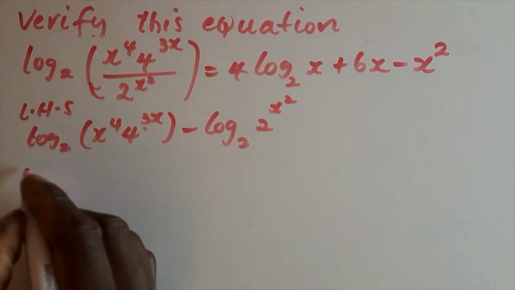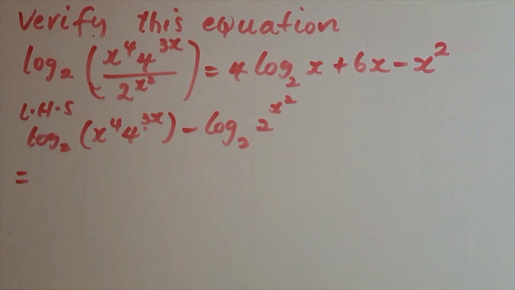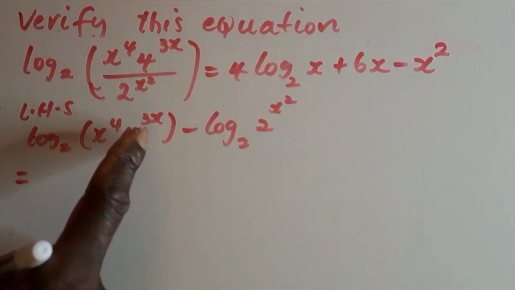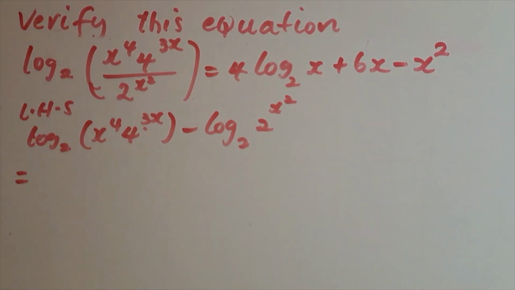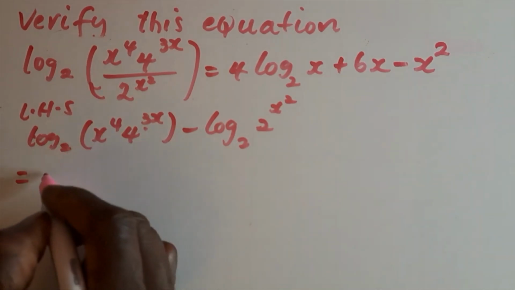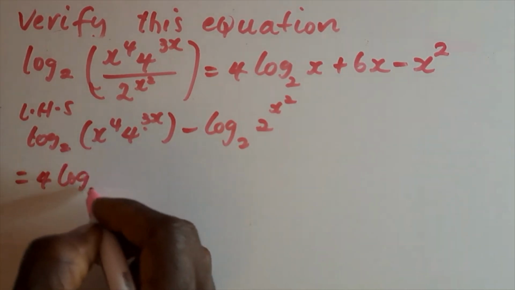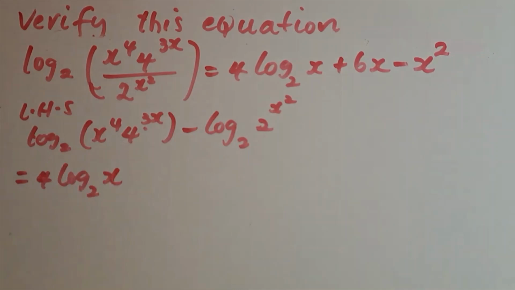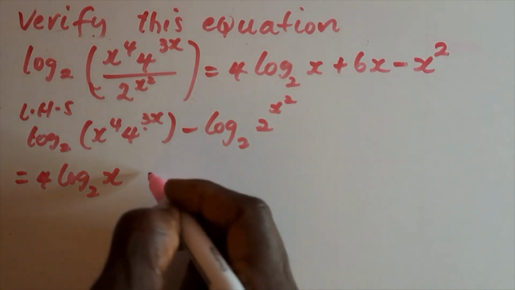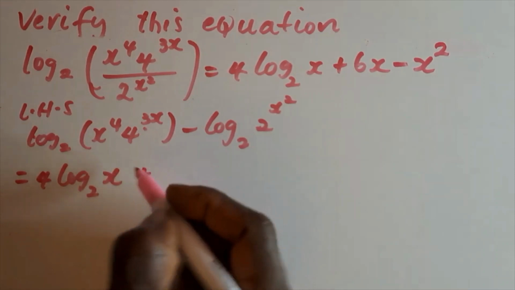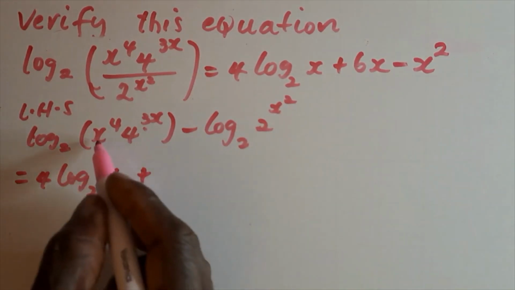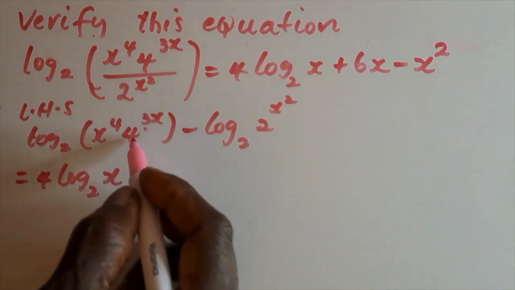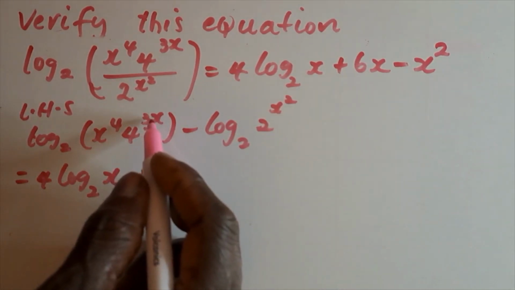Now with this, we can actually bring down the powers here. We have the 4 and also we have a power of 3x. So we can rewrite this here as 4 log to the base 2 x, and we clear the brackets, and this is a product, so we can write it as the log of x to the 4th times the log of 4 raised to the power of 3x.